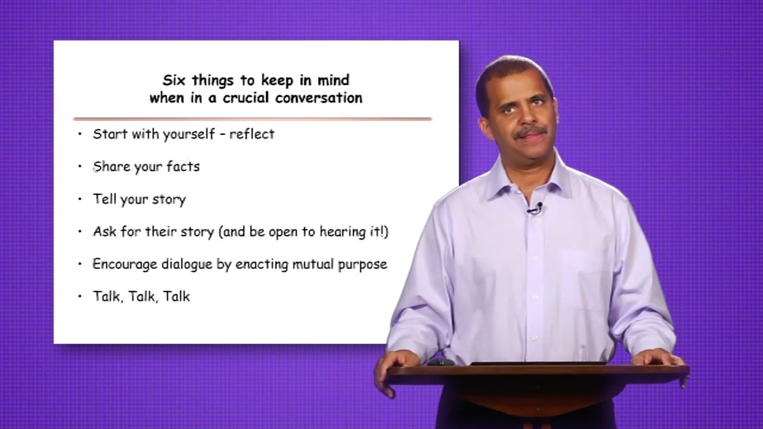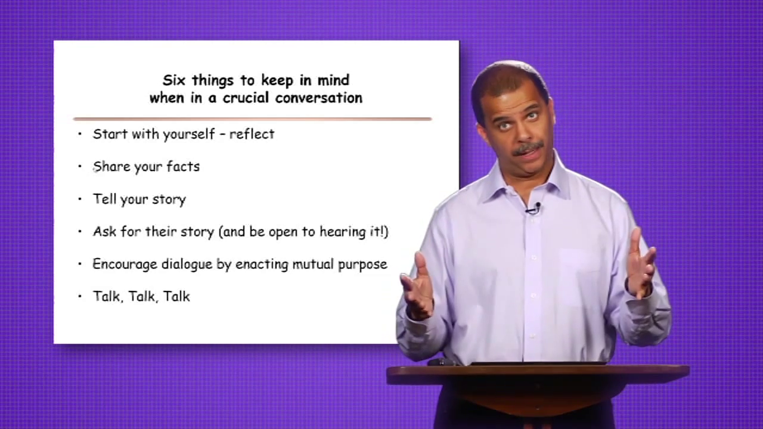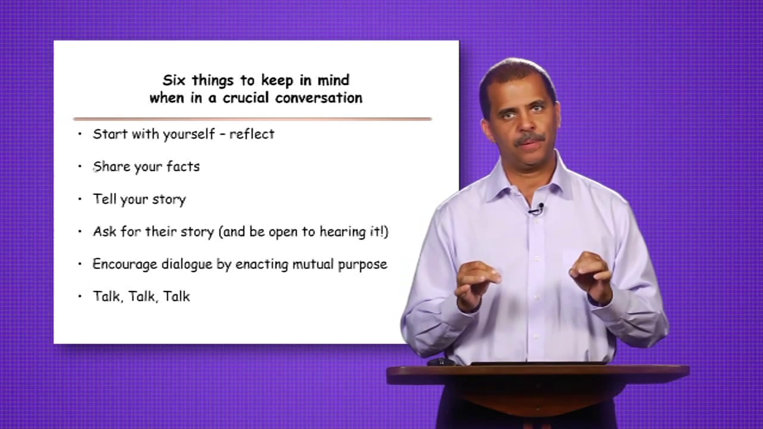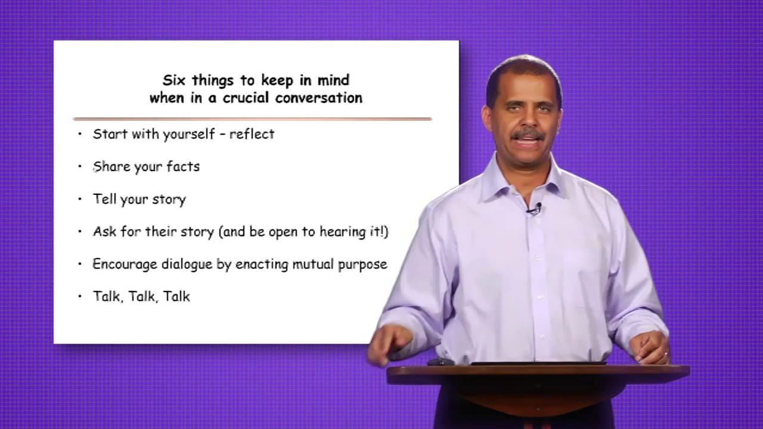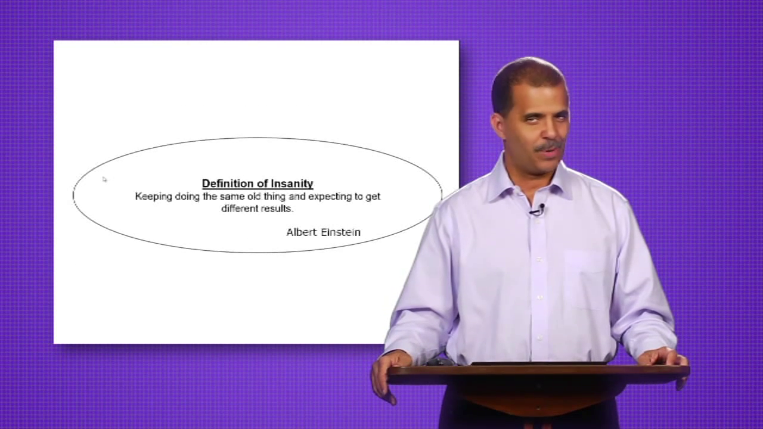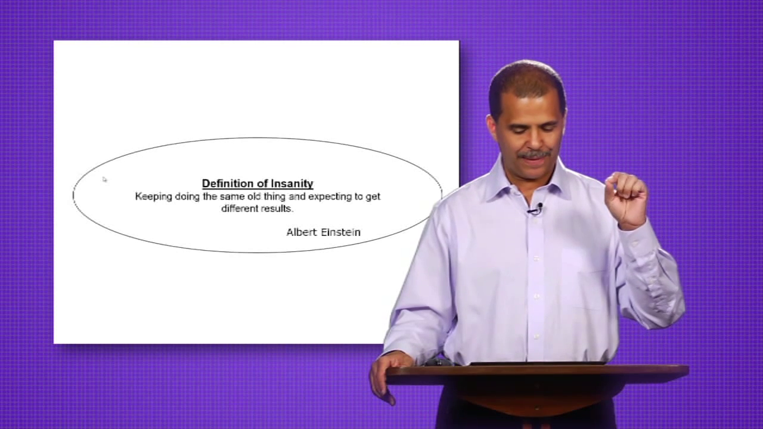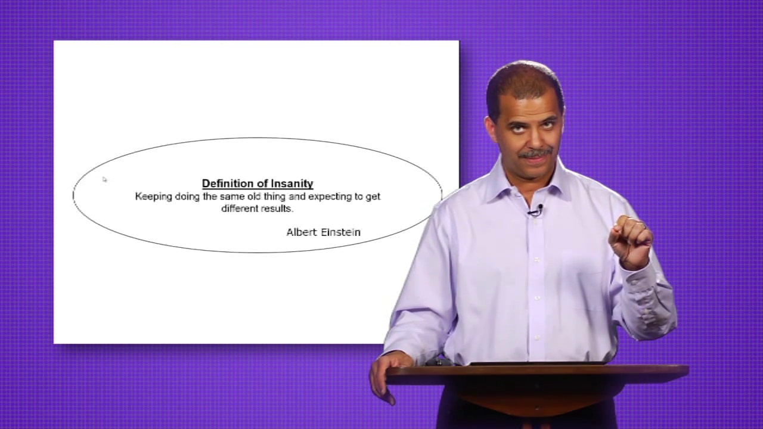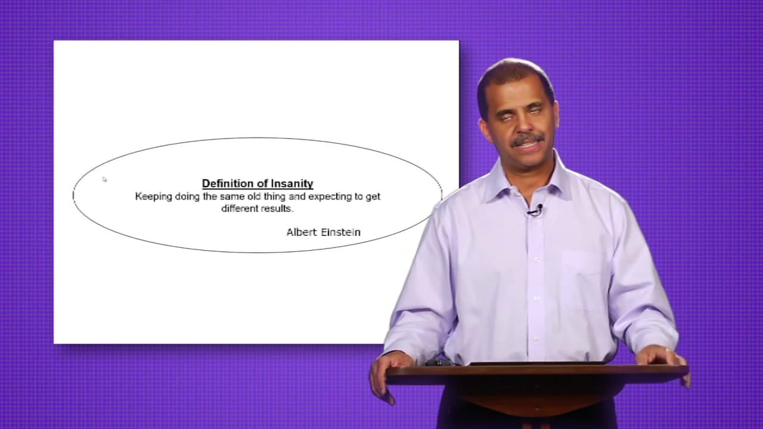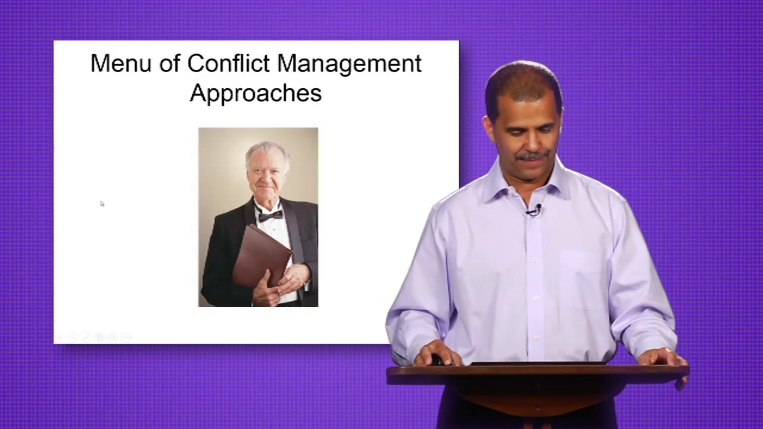I'm not suggesting that you like the person or you love the person or you hold hands and sing Kumbaya. But you want to have a good, working, productive relationship, even if you don't like that other person and even if they don't like you. So what does Albert Einstein say about the definition of insanity? Keep doing the same old thing, not talking, not engaging in dialogue, and expecting to get different results. That's crazy. So you don't want to do that.